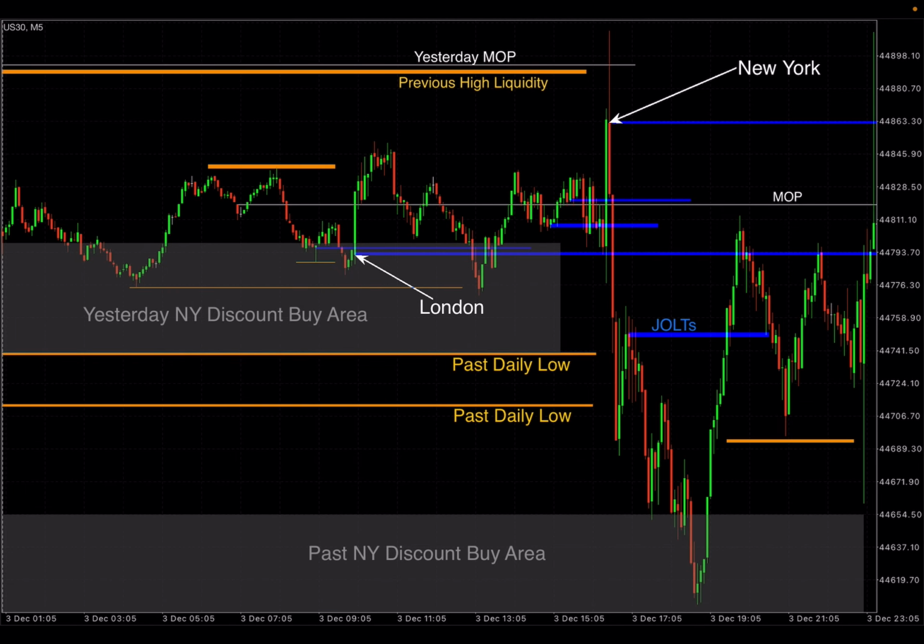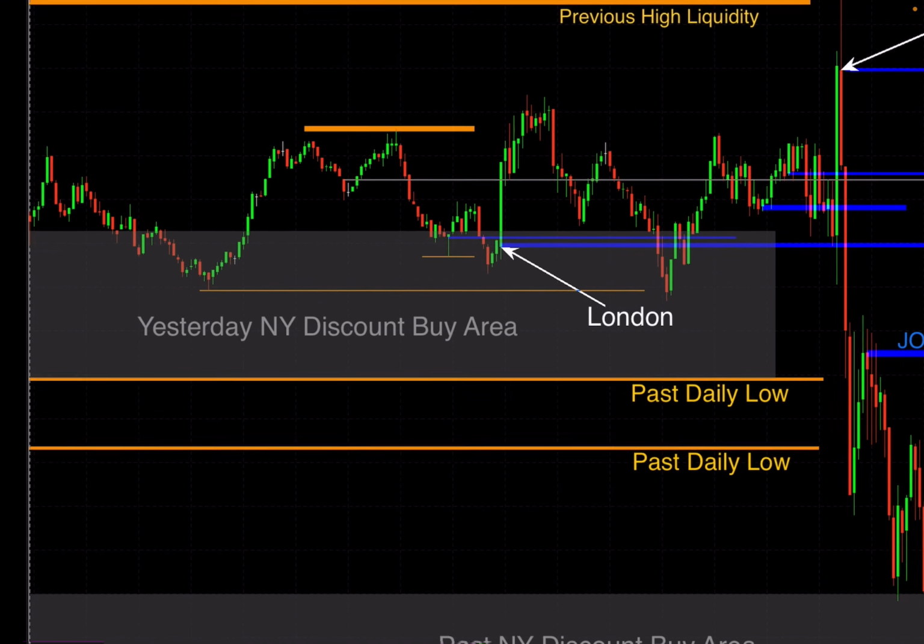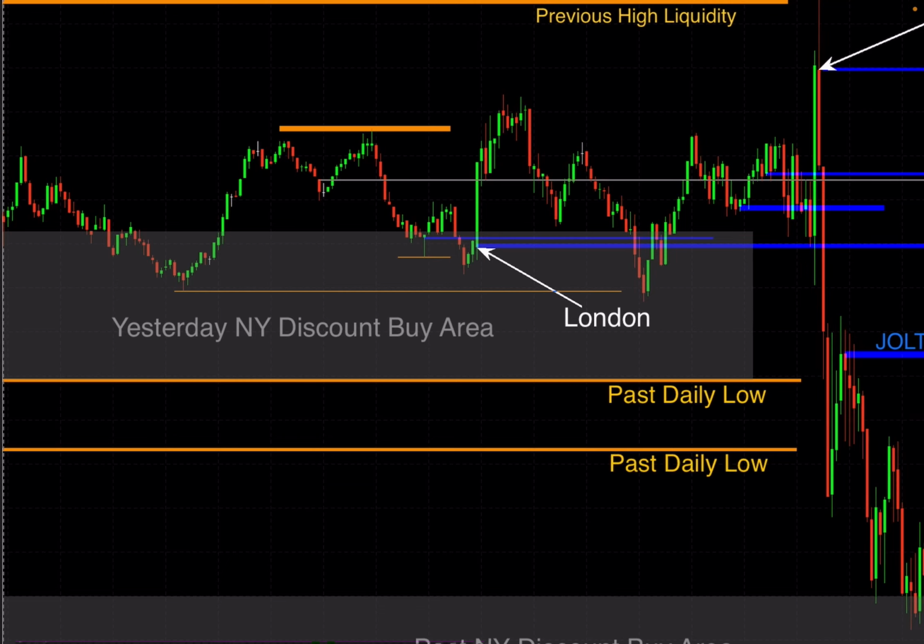3rd of December, London opening, same thing. Below the mop, pre-London pushes down, takes liquidity, get the reversal with the London opening, and you're in a buy area. Goes up, takes the previous high, which is the orange line, and then you get the reversal. That's probably all you would have got.